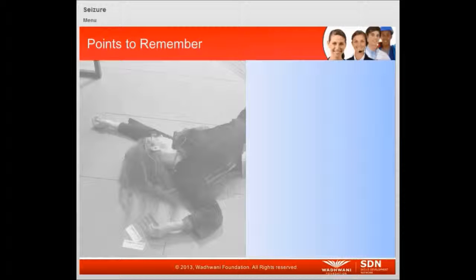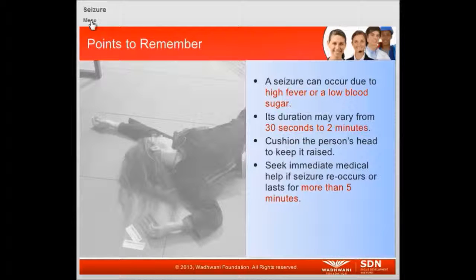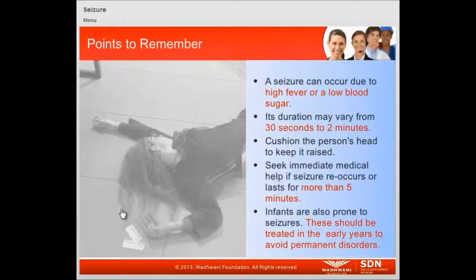Now let's summarize some essential points that you need to remember. A seizure can occur due to high fever or low blood sugar. Its duration may vary from 30 seconds to 2 minutes. Cushion the person's head to keep it raised. Seek immediate medical help if the seizure reoccurs or lasts for more than 5 minutes. Infants are also prone to seizures. These should be treated in the early years to avoid permanent disorders.